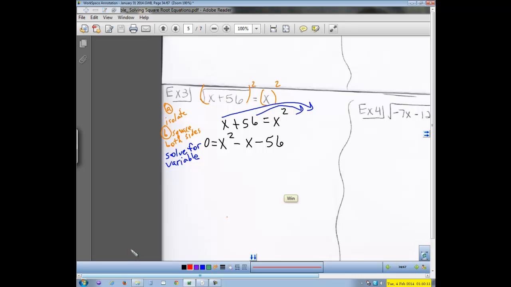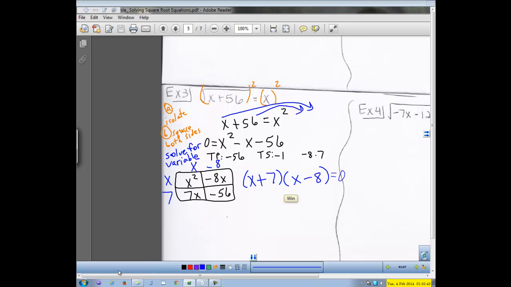Now I need to factor. My target product is negative 56. My target sum is negative 1. The two numbers that multiply to give me negative 56 and combine to give me negative 1 are negative 8 and 7. x minus 8 and x plus 7 are my factors, so I set those equal to 0. Now I need to solve each factor for x. I get x equals negative 7 and x equals 8.